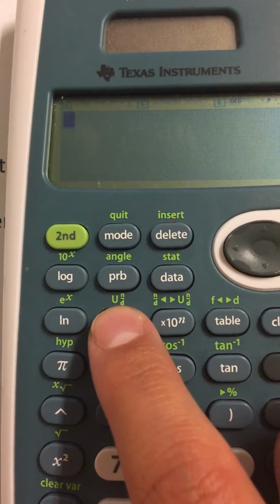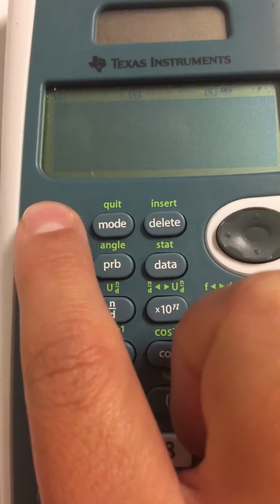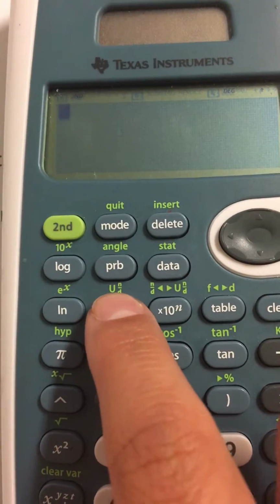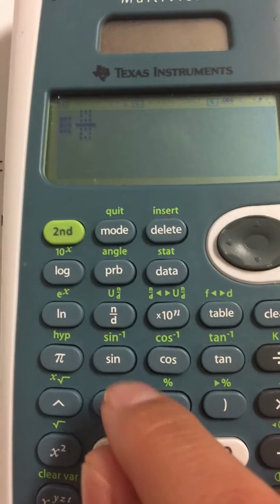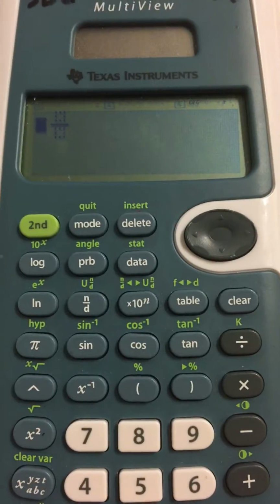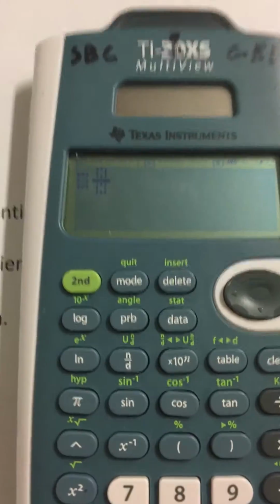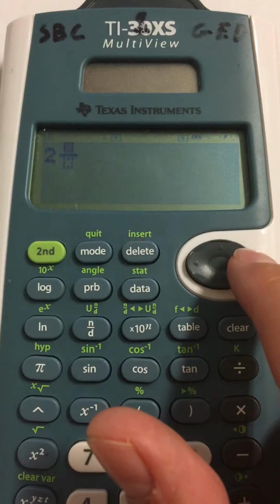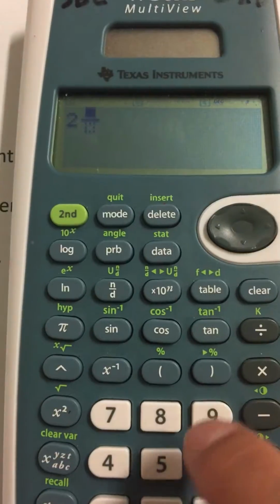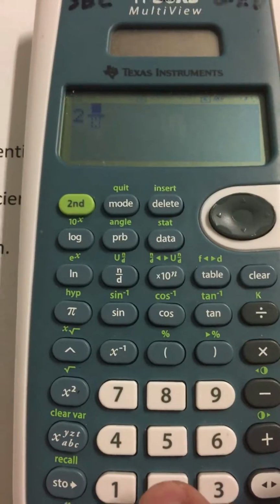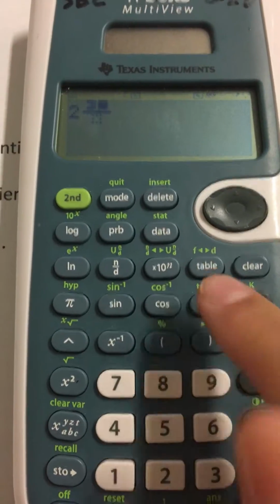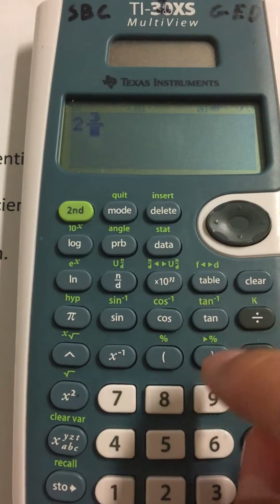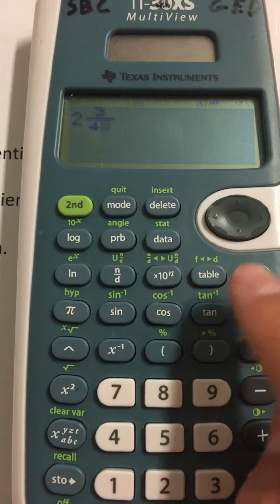If you see the little green above it, if we enter the second key, we can now use that function, which gives us the mixed number. So now we can plug in our number, which is 2 and 3/4. So we plug in 2, and we're going to use the arrow key here to shift up to the top of the fraction, which is the numerator. We're going to enter 3, go down to the denominator, and enter 4.